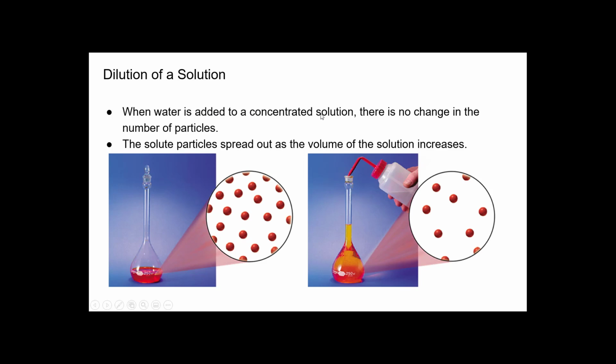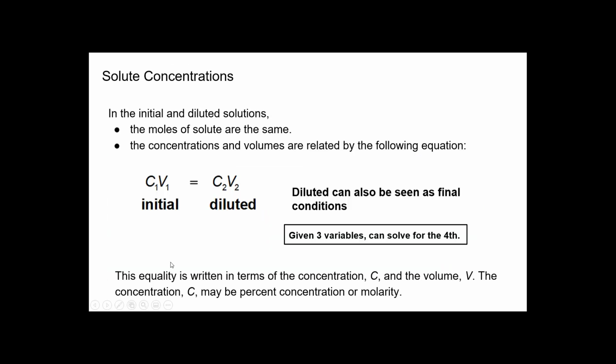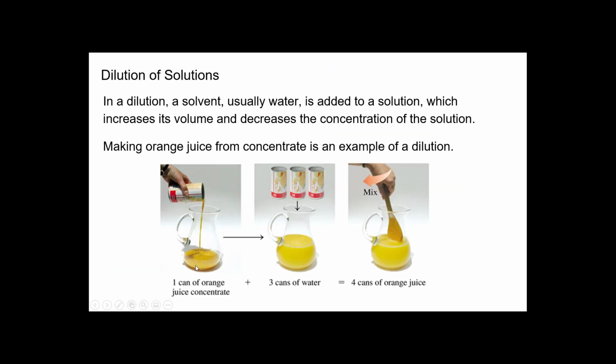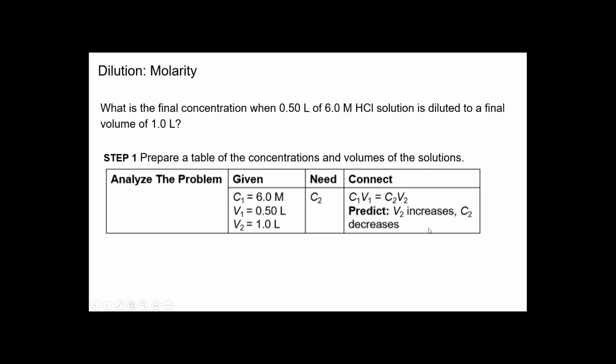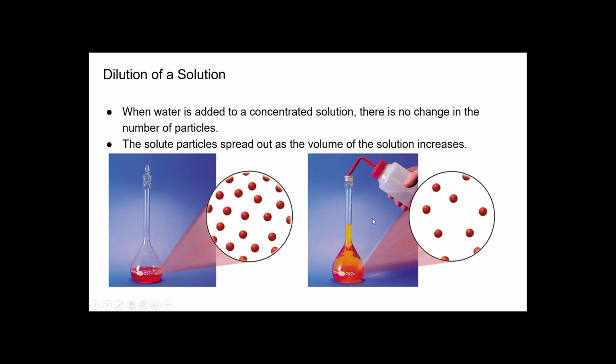When water is added to a concentrated solution, there's no change in the number of particles. Going back to the orange juice, we started with a certain amount of particles. Even though we added water, the particles never left. They are still there. They're just able to swim in more water volume. They are closer together when it is more concentrated. However, when we add water, now they have more space to move around.